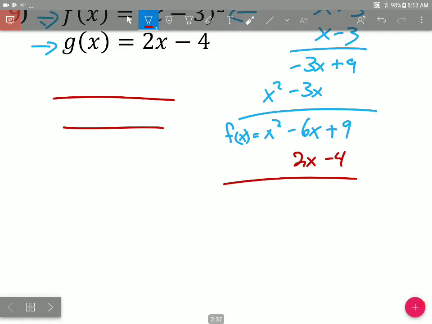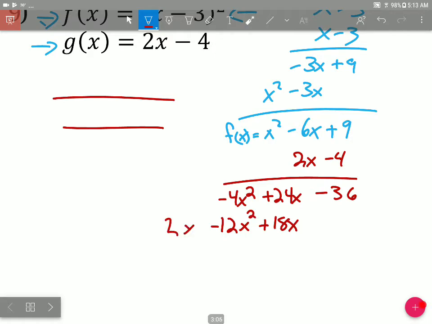Negative 4 times 9 is negative 36. Negative 4 times negative 6 is positive 24, so positive 24x. And negative 4 times x squared is negative 4x squared. Then the 2x. 2x times 9 is 18x. 2x times negative 6x: 2 times negative 6 is negative 12, and x times x is x squared. And the last one, 2 times 1 is 2, x times x squared is x to the third power.